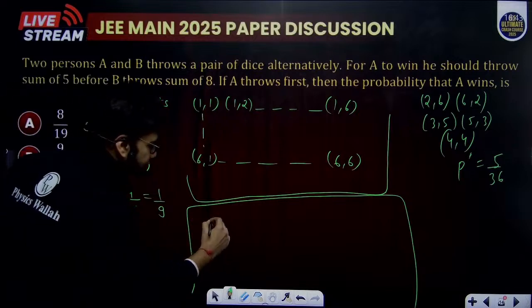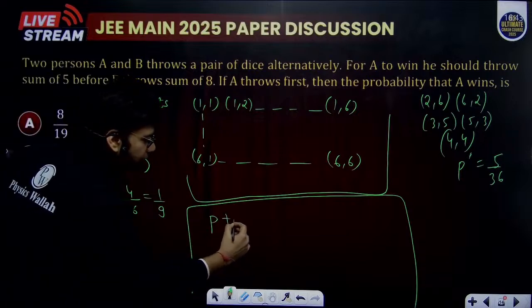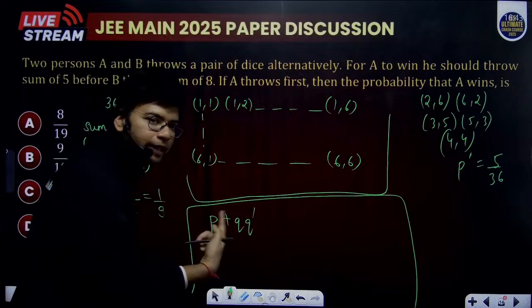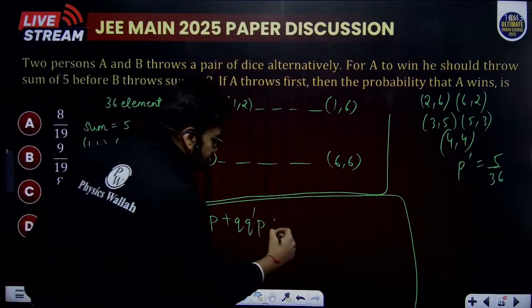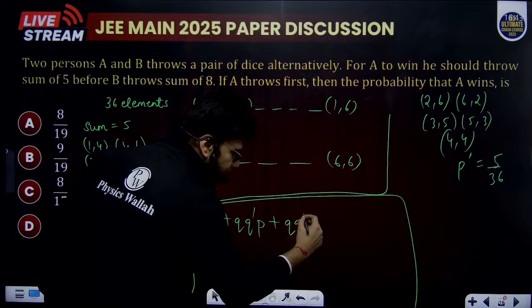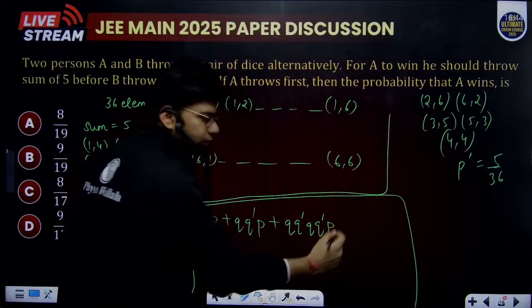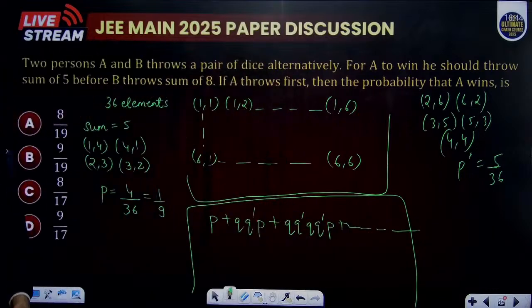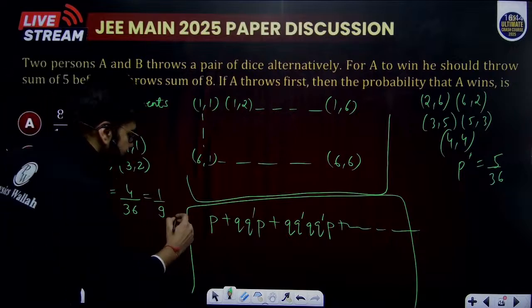So either A wins in the first attempt, or A fails in the first attempt, B also fails in the first attempt, then A wins in the second attempt. Then A wins. Similarly, A fails, B fails, A fails again, B fails again, then A wins. So this will be an infinite loop. This game will keep continuing unless one out of A and B wins. But we want A to win. That's why this is your required probability.